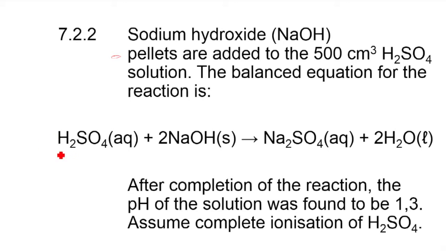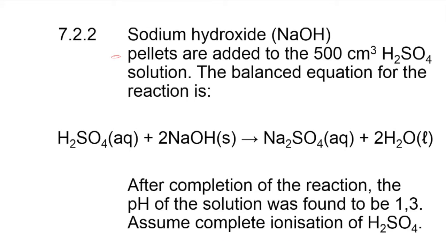Can you see? We have 1:2, and the salt that is being formed is 1, and the water is 2. After completion of the reaction, the pH of the solution was found to be 1.3. Assume complete ionization of H2SO4. One of the properties of strong acids is that they dissociate completely into ions, and sulfuric acid is one of those strong acids. So that's why we have complete ionization.